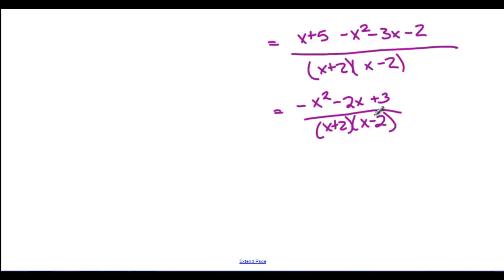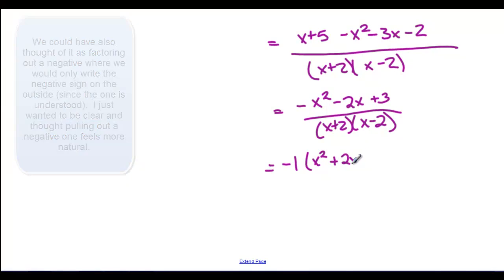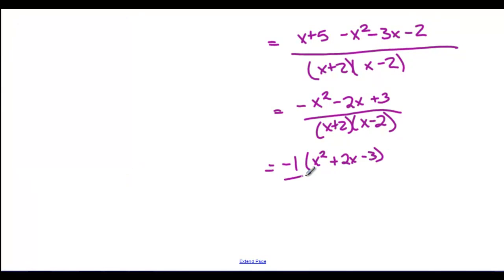Now, one of the things we've mentioned is looking before, so we need to factor this top to see if we can reduce. Looking for a common factor amongst all of the terms. Well, there's not a number in common, and there's not a variable in common. But I don't like having this negative in front of the x squared. So we can actually factor out a negative 1. So this will be negative 1 times x squared plus 2x minus 3, all over x plus 2 times x minus 2.